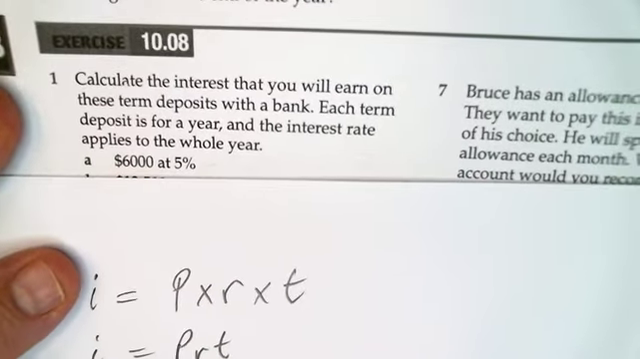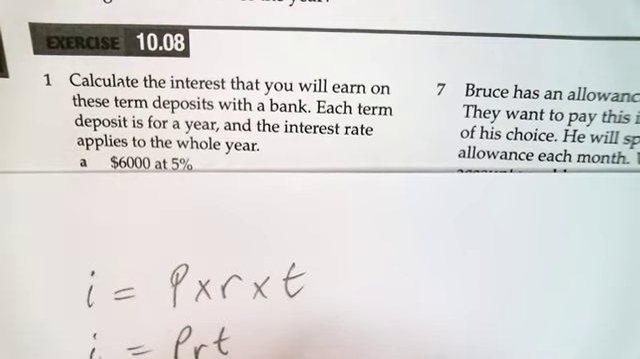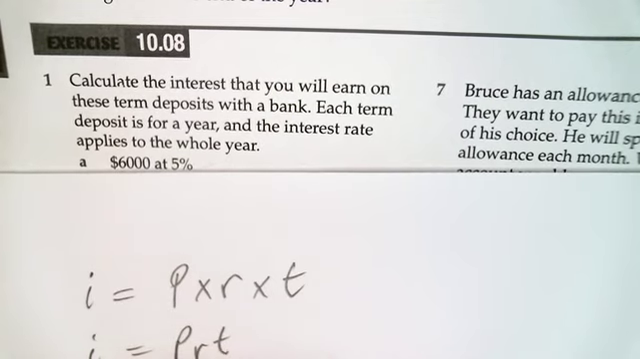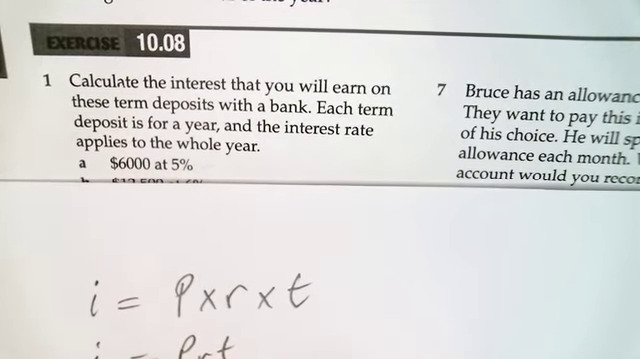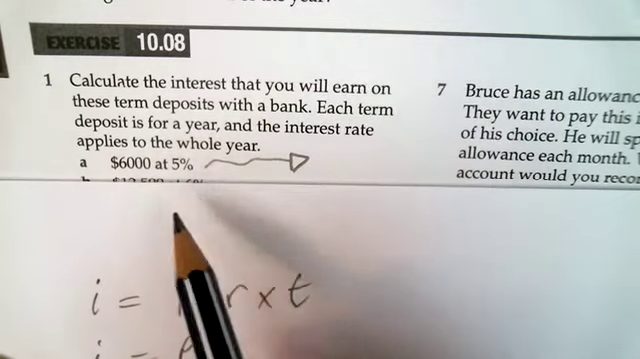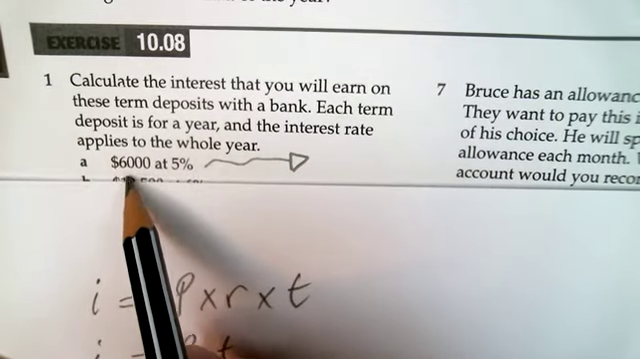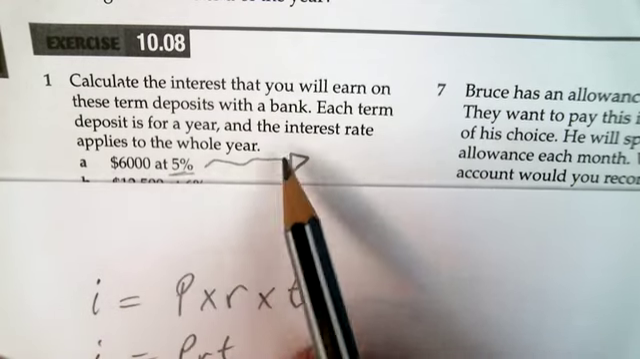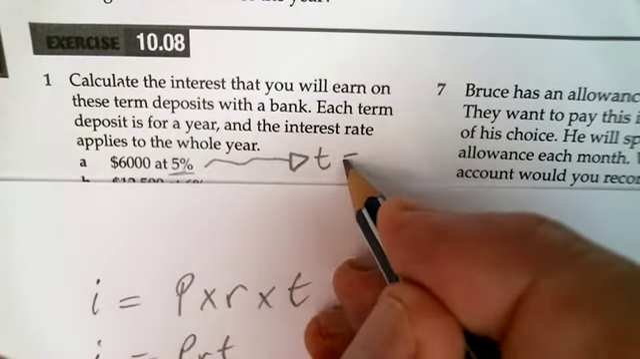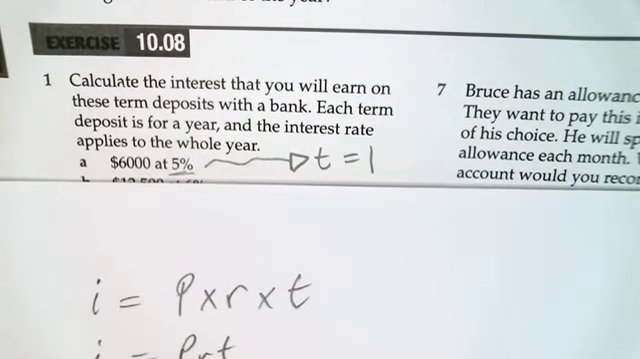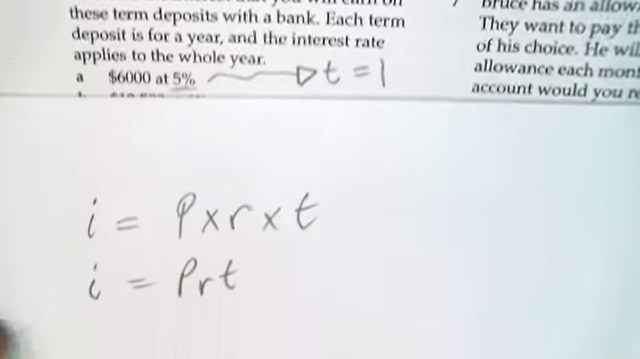All right, so let's have a look at what we've got. First question, number 1, says calculate the interest for 1 year. So the 1 year just means, in this case, the time. So we've got the principal, that's the $6,000. We've got the interest rate, that's 5%. And the time in this case is just equal to 1. So let's go ahead and do this.